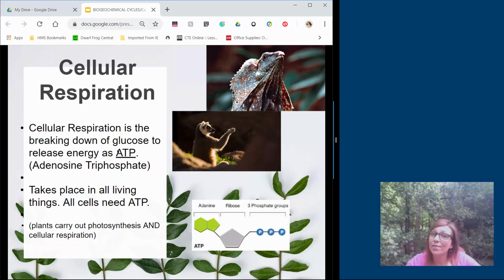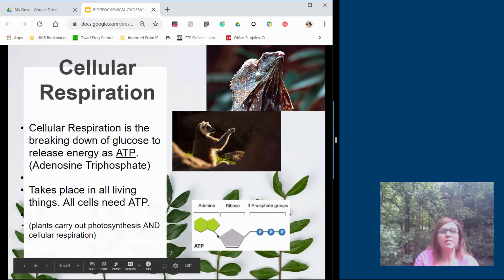And do you remember where that happens? It's the powerhouse, or the mighty mitochondria, where that energy is made. And all cells need ATP, plant cells, animal cells. So even though plants make their food, they still have to convert it into ATP. Okay, so plants have both chloroplasts and mitochondria. They do both things. We don't make our own food. We just eat food, and then it goes to our mitochondria.